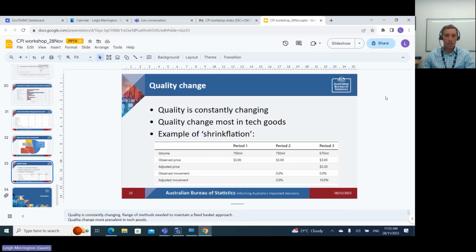Shrinkflation is something that, I think, I've been in the CPI for 15 years, we've always looked at as something that's been around for quite a while, and something quite important to pick up. So to answer your question, we've always looked at quality change and adjusted for it in the CPI. Thank you, Leigh.